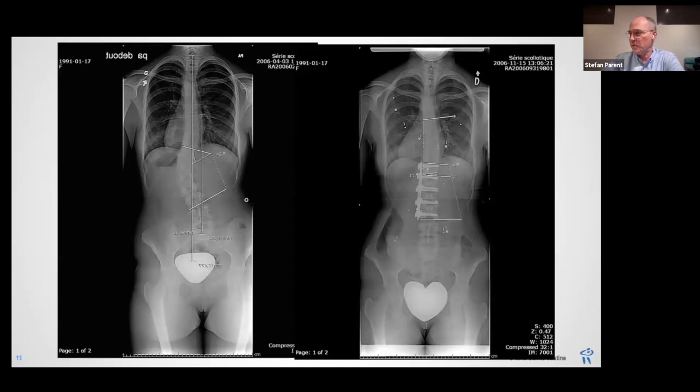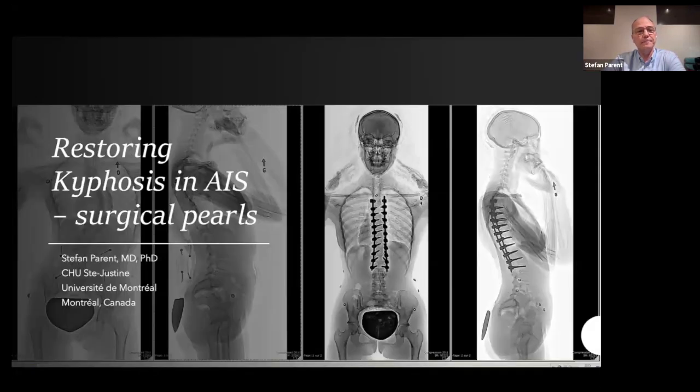This can also be done from the front. You're trying to save levels here. We stopped at L3 on this deformity, and this can be done through an anterior thoracoabdominal approach, but again, very elegantly done through the front.